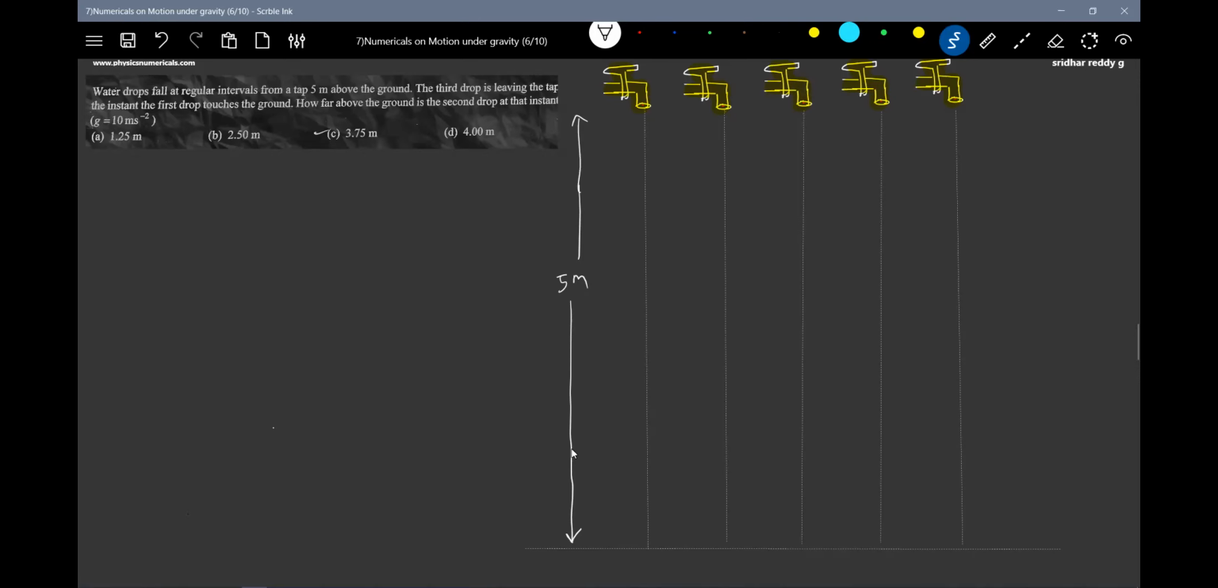The first drop will come. This will be a dropper. This will be the first drop. It's going to fall freely, no? Yes. Then when the first drop is here, the second drop will emerge out from the tap. What is the state of this? This will be moving with certain velocity.